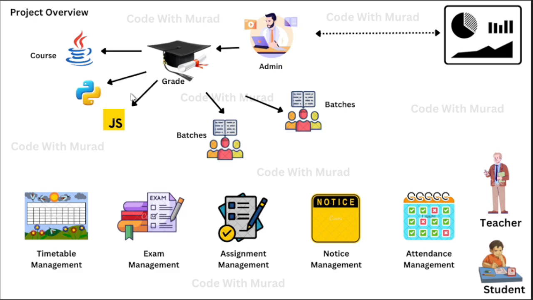So admin can add all the courses under the grade, and definitely in each grade there can be multiple batches. Like in the first year there can be a batch A, batch B, batch C, right? So admin will be able to add all the batches also for the grade. And after this, definitely admin can register all the teachers in the system. And yeah, for registering the students, teacher login will be required. So basically teacher can log in and add all the students from all the batches.